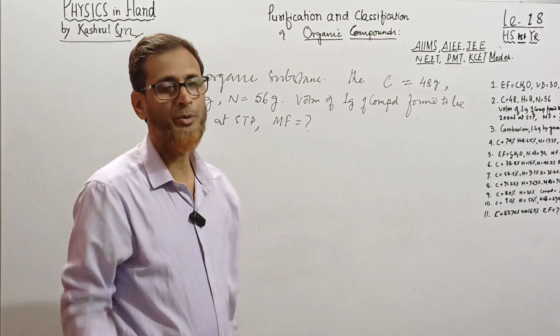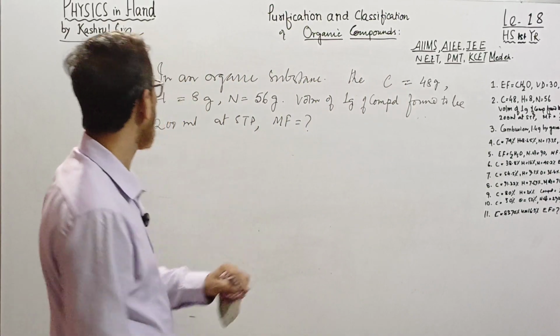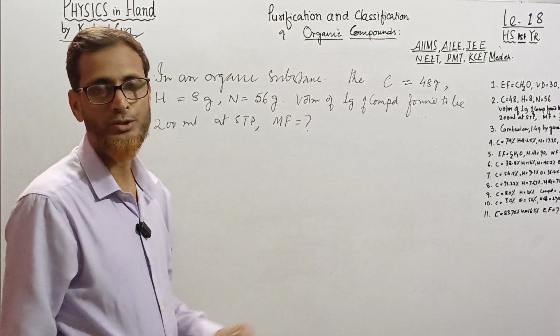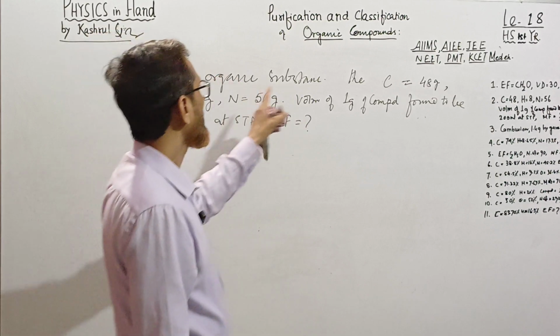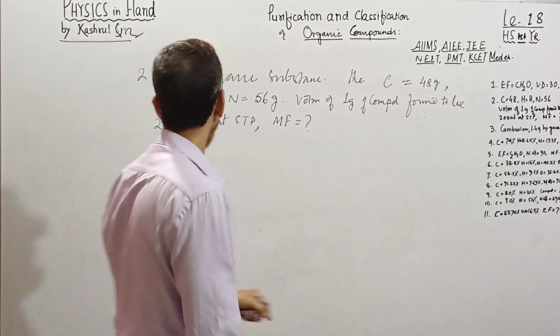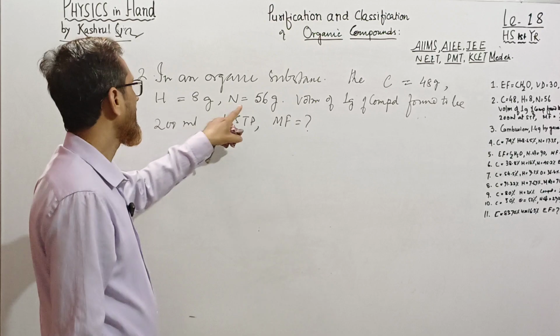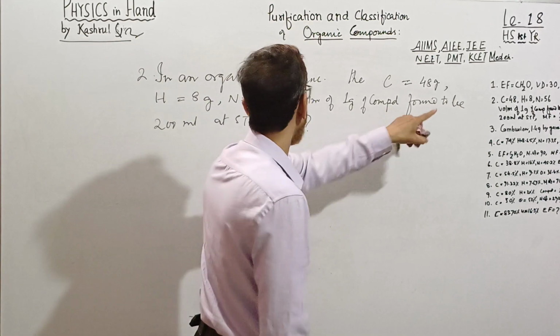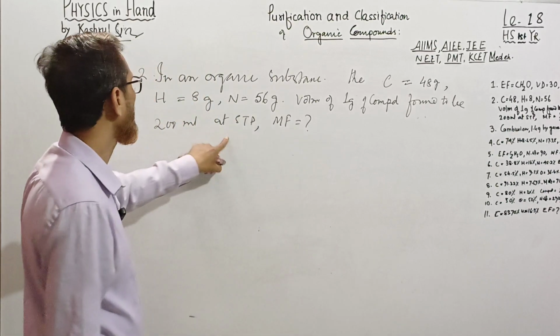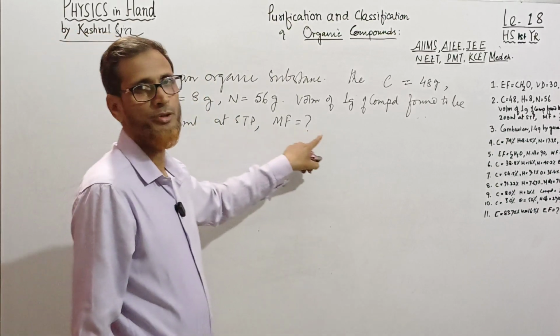The question is very simple again. Just go through the question and then we will start solving it within a minute or a fraction of a minute. In an organic substance, the amount of carbon is found to be 48 gram, hydrogen is 8 gram and nitrogen is 56 gram. Volume of 1 gram of compound is found to be 200 ml at STP. What is the molecular formula of this compound?